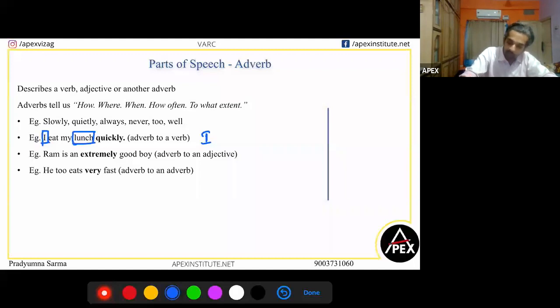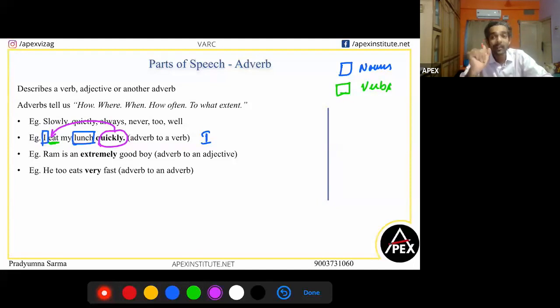Now, what is a verb? So I'm just putting it here. Blue boxes are all nouns. I'm putting all the verbs with green boxes. So what is the action that's being done? Eating. Correct? Now look at this word quickly. About which word does this word quickly tell us? This word quickly tells us about the word eat. Am I right? So obviously, this word quickly is an adverb. Now, why is it an adverb or how is it an adverb? It is an adverb to a verb.